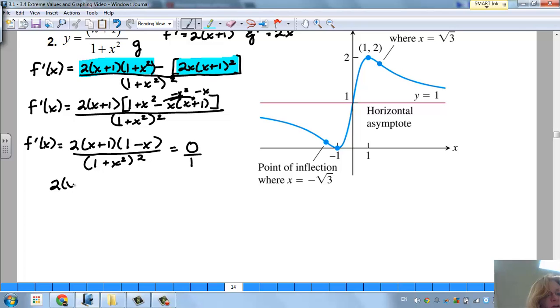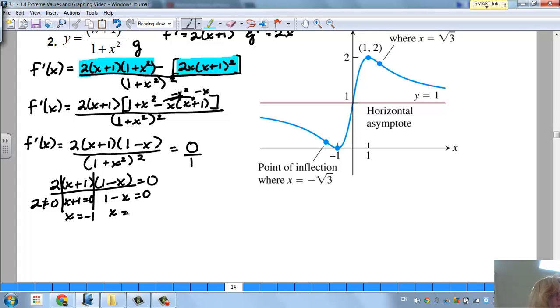So when I cross multiply, I have 2 times (x plus 1) times (1 minus x) equals 0. Do the big T here, and 2 will never equal 0. x plus 1 equals 0. 1 minus x equals 0. So x equals negative 1, and x equals 1. So there's two of our critical points. And if we plug this back into the original, this is (negative 1, 0), and this is (1, 2). It also shows here on the graph, but there's our two critical points.